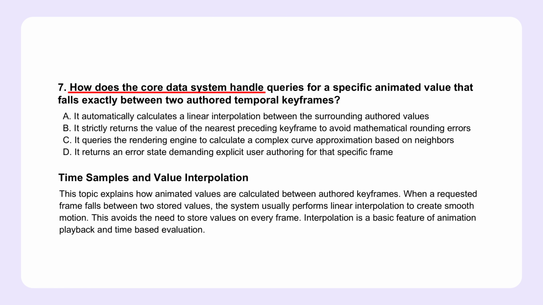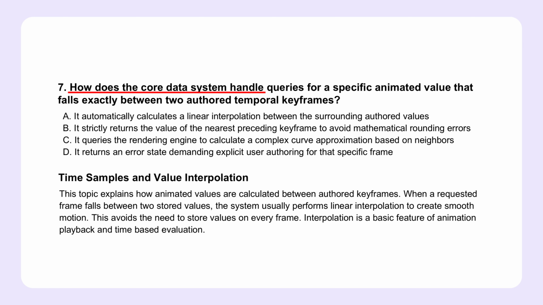Option A. It automatically calculates a linear interpolation between the surrounding authored values. Option B. It strictly returns the value of the newest preceding keyframe to avoid mathematical rounding errors. Okay. Option C. It queries the rendering engine to calculate a complex curve approximation based on neighbors. Or Option D. It returns an error state demanding explicit user authoring for that specific frame.